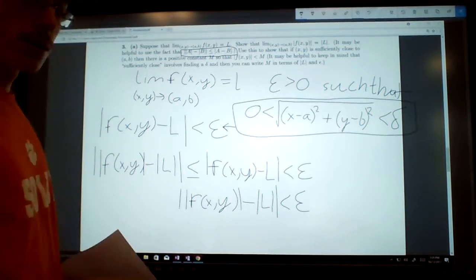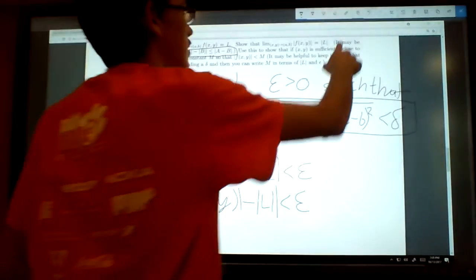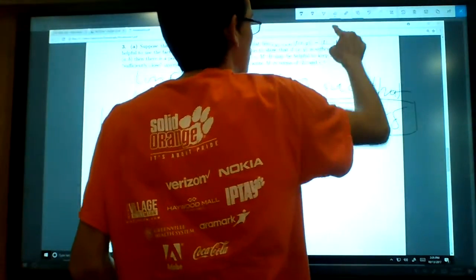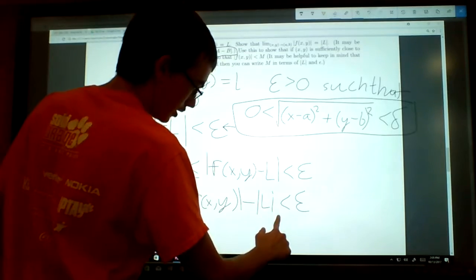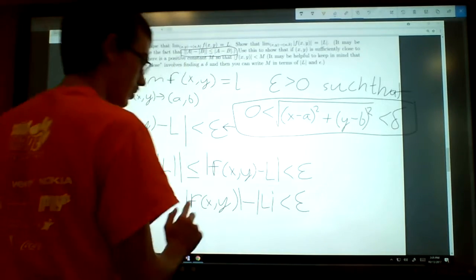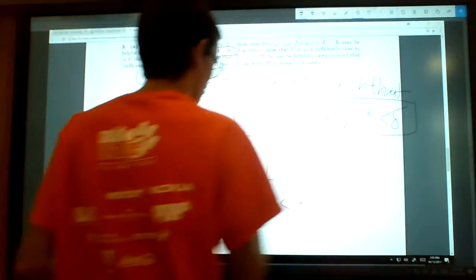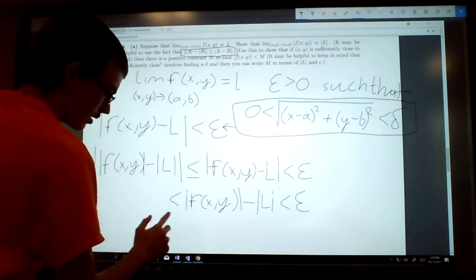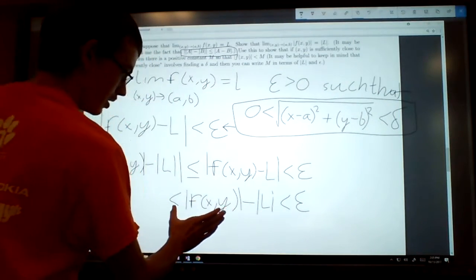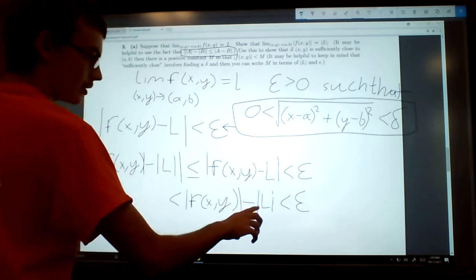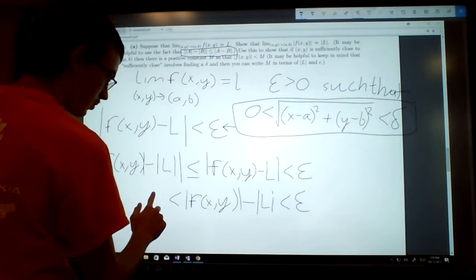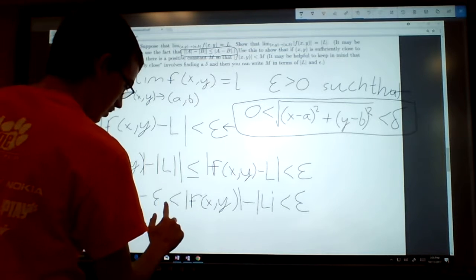Now, by absolute value rules, we can replace these outer absolute value bars by saying that this portion here, the absolute value of f of (x, y) minus the absolute value of L, is less than epsilon and greater than negative epsilon.